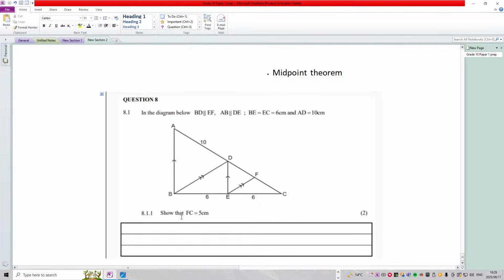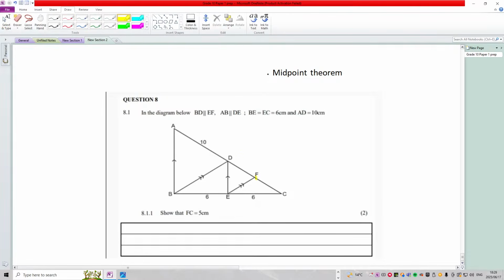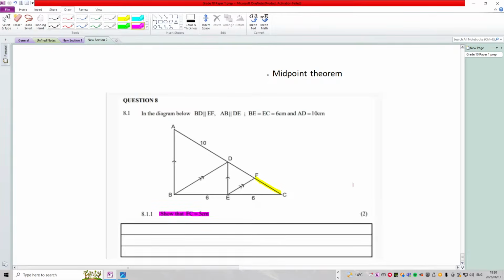And the first question says, show that FC is equal to 5 centimeters. Okay, so firstly, we need to identify where FC is. FC is over there, which is our 5 centimeters. Now, we are going to use the midpoint theorem to prove that. But firstly, before we are able to use the midpoint theorem, we need to prove two things.